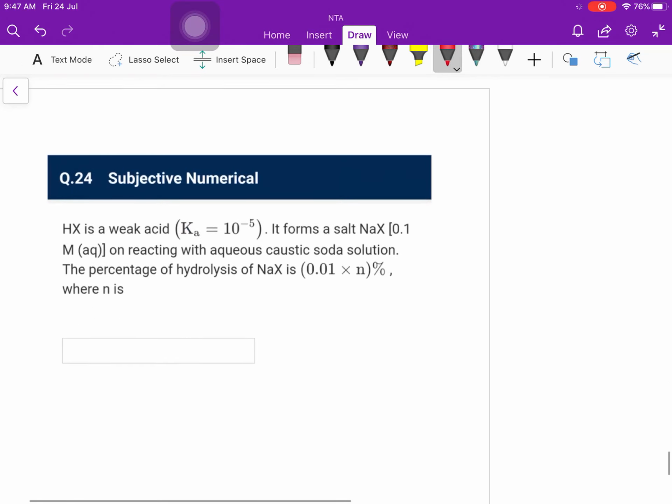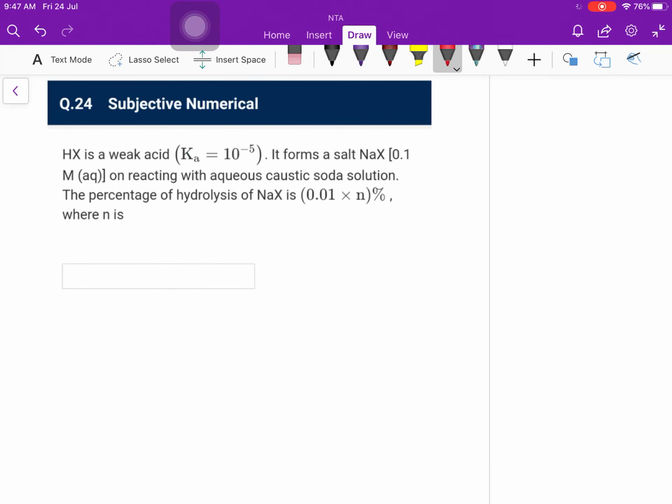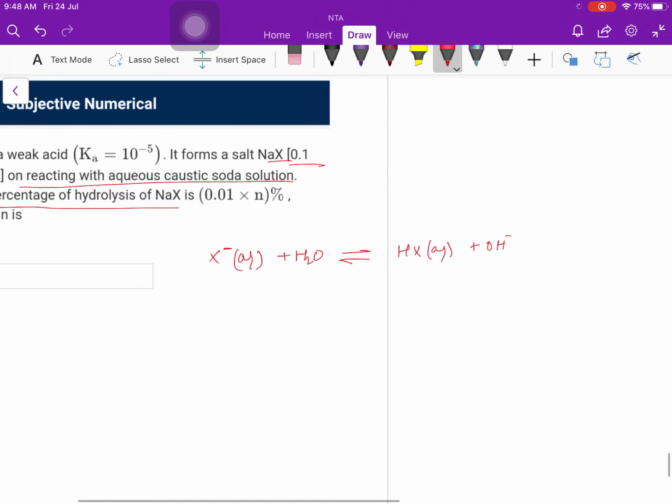We have done 23, now 24. HX is a weak acid. It forms a salt NaX, 0.1 molar, on reacting with aqueous caustic soda solution. Find the percentage of hydrolysis of NaX. We have been given Ka for HX. NaX will form X minus and Na plus, and Na plus will not react with water. X minus will undergo hydrolysis and convert itself into HX plus OH minus. The value of K will be Kw upon Ka.